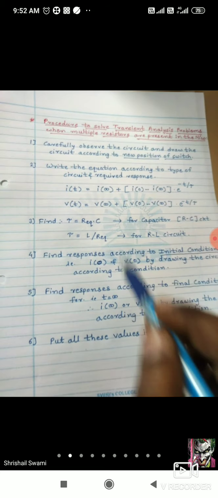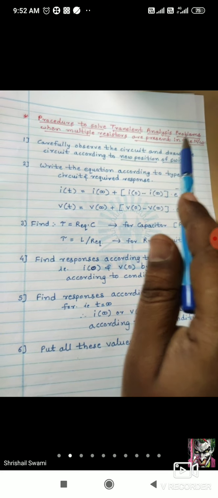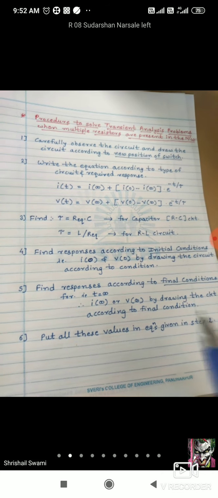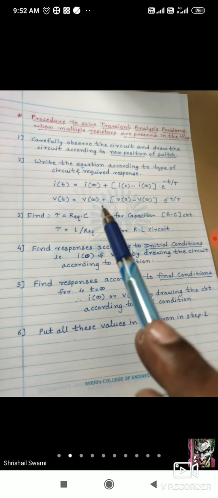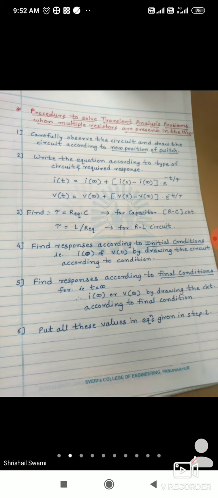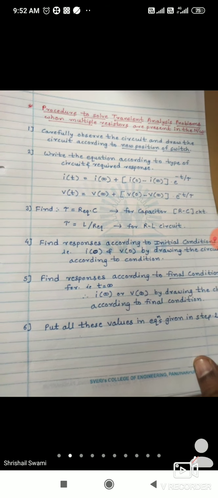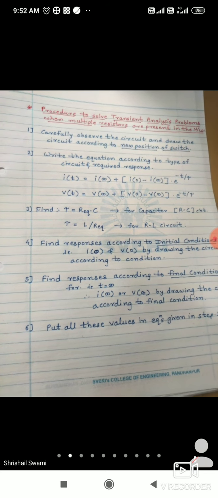So these are the 6 steps, carefully observe. You can use these steps when multiple resistors, means more than one resistor, are present in the given network. In that case only you can follow these steps. Okay, for GATE exam also, by using this procedure, you can solve the problems based on the transient response. Now we solve the problem which I gave yesterday as homework. That type of problem we are going to solve now.